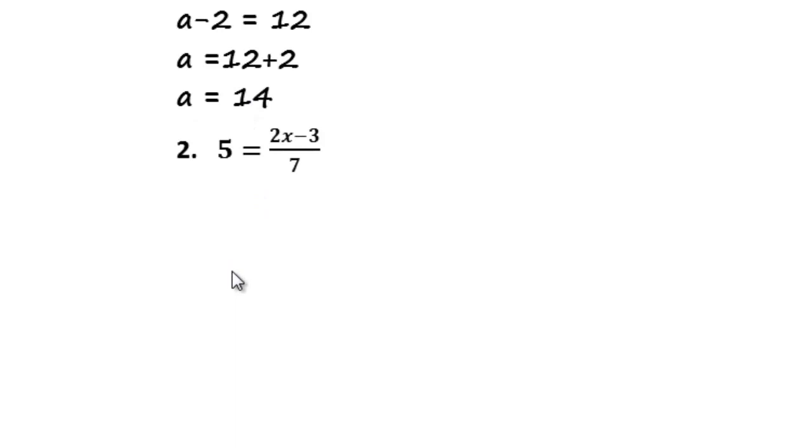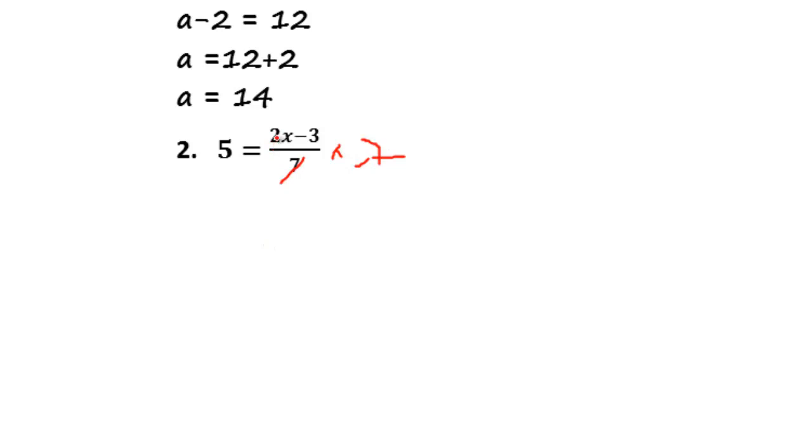Now let's go to this one. Now in this one, you do the same thing. You multiply both sides by 7, which is now going to be 5 times 7, and then by the time you multiply this one by 7, 7 will cancel 7. Are you seeing it now?